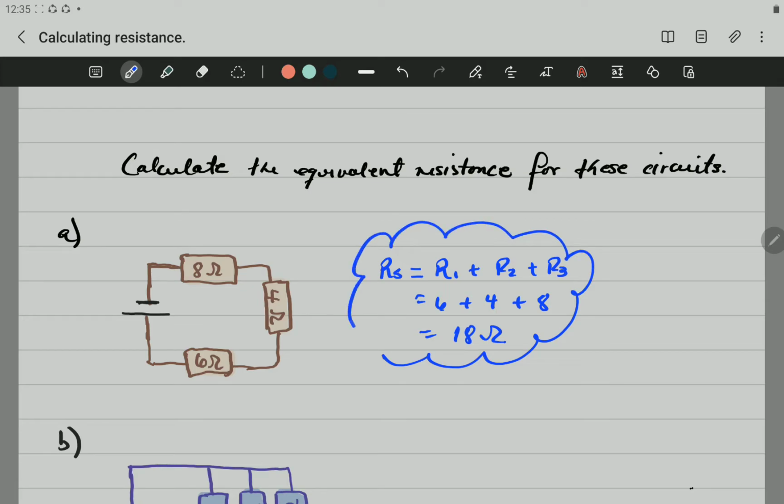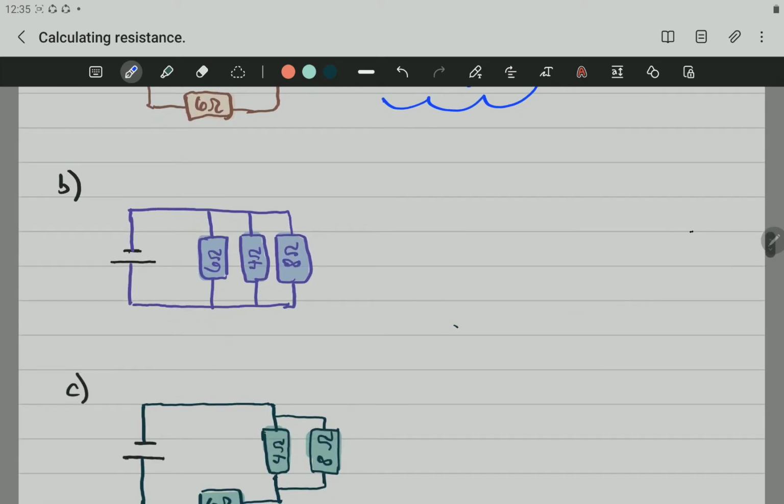It is very easy. Now the second question, you can see that the resistors are connected in parallel. Remember, the first thing you do is to identify how the connection is. In this case, they are in parallel. Now, when the resistors are connected in parallel, the formula is 1 divided by the equivalent resistance in parallel is equal to 1 divided by R1 plus 1 divided by R2 plus 1 divided by R3. If you substitute, you have 1 divided by Rp is equal to 1 divided by 6 plus 1 divided by 4 plus 1 divided by 8.